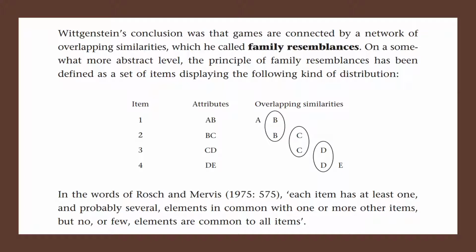For instance, if you analyze two brothers or two games, they probably share attribute B, but they don't have attribute C or D. And then if you analyze the family members of the Smith brothers, numbers 2 and 3, or a second and third game, they may share, for instance, B and C and D, but probably not E, and so on and so forth. In the words of Rosch and Mervis, each item has at least one and probably several elements in common with one or more other items, but no elements or few elements are common to all items. So this is the concept of family resemblances.